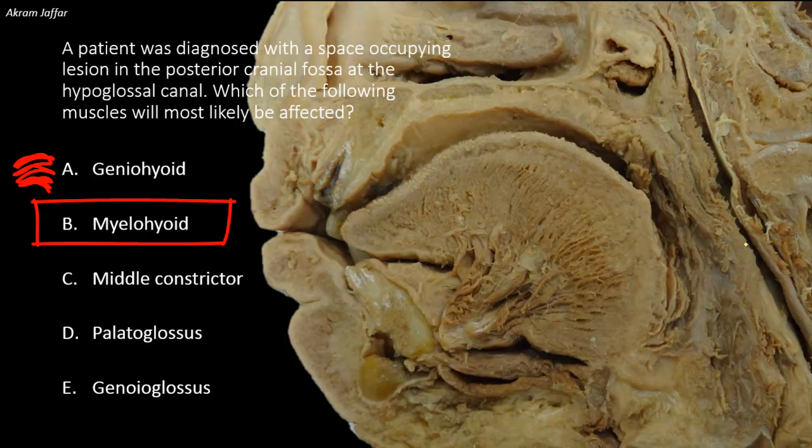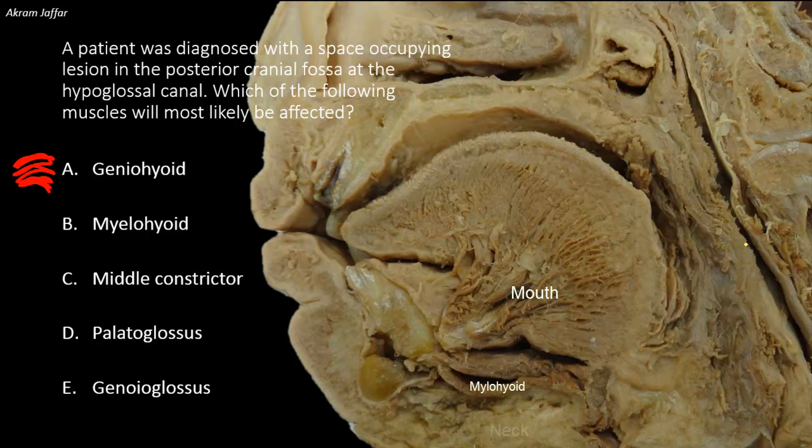The second option, mylohyoid, this muscle is more or less horizontal. It forms the floor of the mouth. You can see in this sagittal section that the muscle forms a sort of diaphragm. What is above it is the mouth, and what is below is the neck.